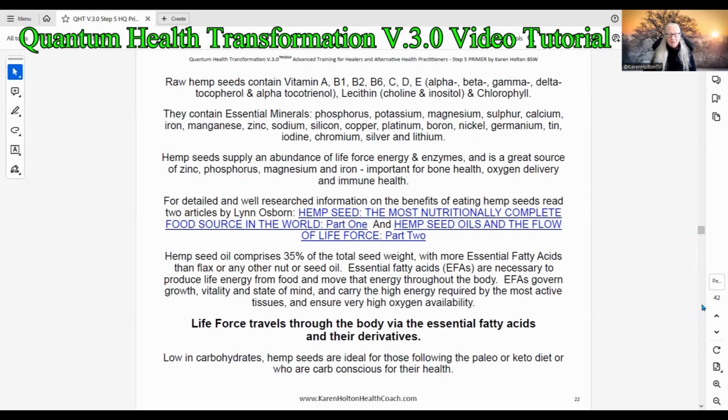A lot of people have been taught that animal fat is bad for you, and the new research is showing that's a complete hoax. Animal fat is absolutely essential to have a calm mind, to get rid of brain fog, and to be able to have improved cognitive abilities. Hemp seeds are low in carbohydrates. Hemp seeds are ideal for those following the paleo or keto diet or who are carb conscious for their health.